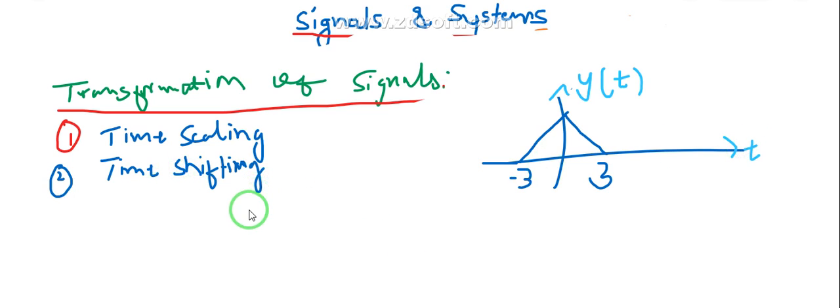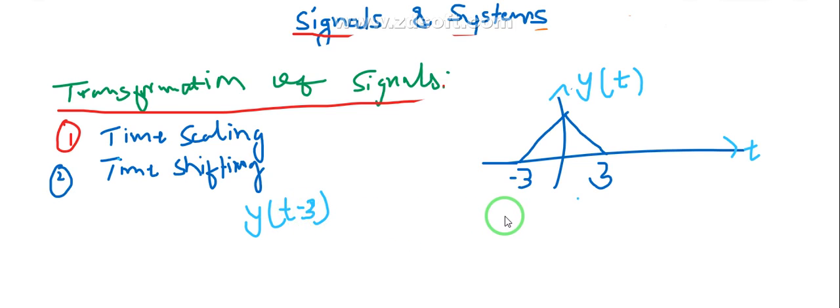For time shifting, as the name indicates, you are shifting the signal by time. If you represent y of t minus 3, minus means you have to shift it to the right, and plus means you have to shift it to the left. Don't get confused: plus means left shift, minus means right shift. Now I have written minus 3.